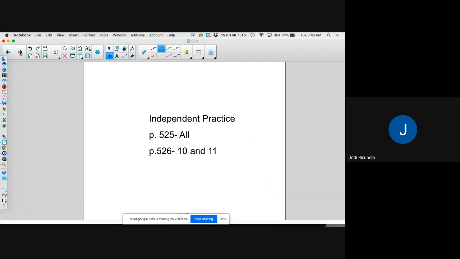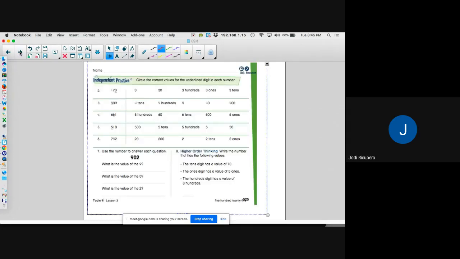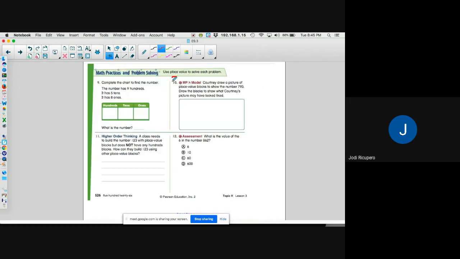Now it's time for independent practice. Complete page 525. Do all of the work on page 525. On page 526, you only need to complete 10 and 11. Of course, if you want to complete the work that I said you didn't have to, you can. Do all, and on this one, do 10 and 11.